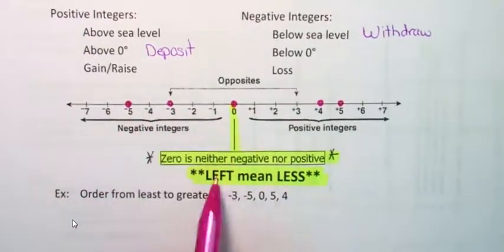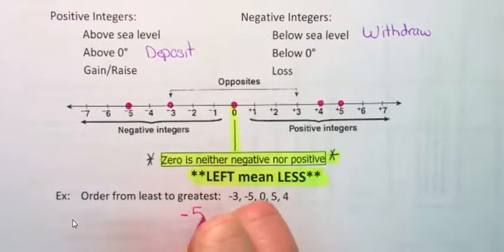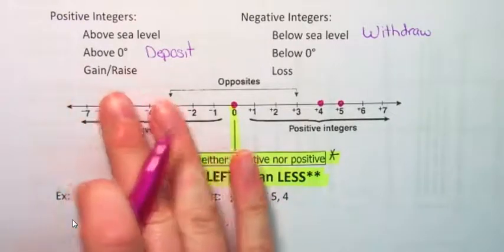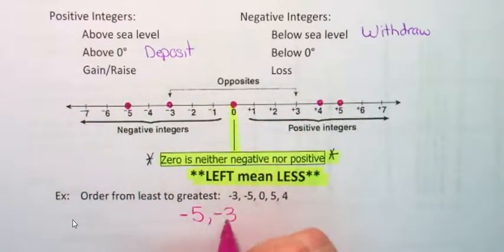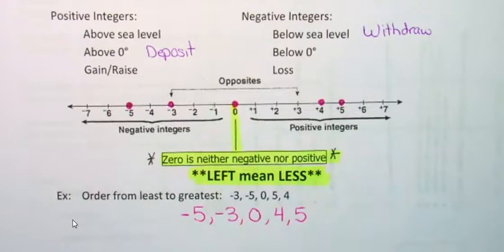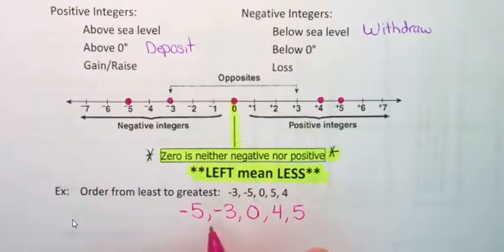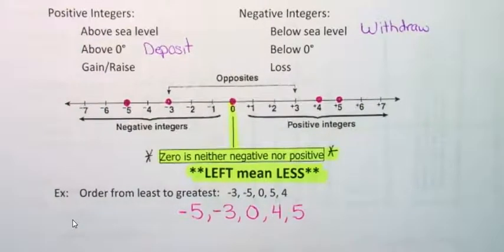So if we look at our graph, we know left means less. That means the one over here to the left is the smallest, -5, and then as we move right, they're getting bigger: -3, 0, 4, and 5. And I know we talked back in the fall about how negatives are weird. The one that looks bigger, quote unquote, is actually smaller. So -5 looks bigger, but it's actually smaller because of those negatives. So left means less when you go to compare them.